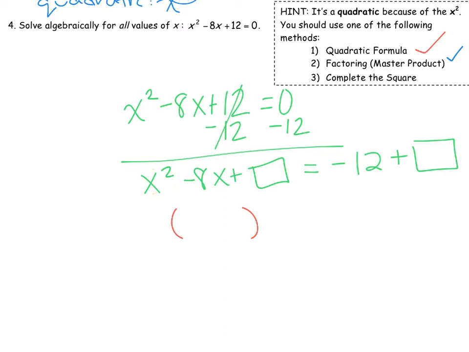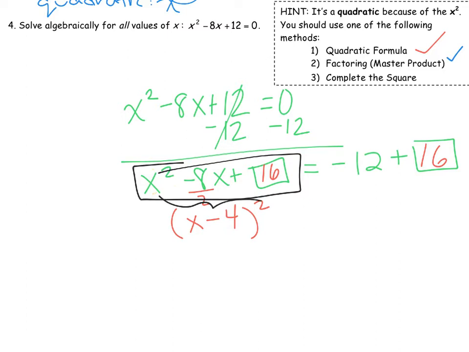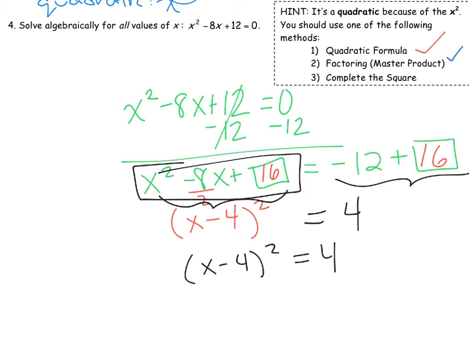So we're going to have the b term. Half of negative 8 is negative 4, and then I'm going to square it. Negative 4 squared is 16. That goes in both boxes. Now this whole thing right here is this. And we are going to bring down what's on the right-hand side, which is equal to 4. All right, I'm just going to clean this up a little bit. I have x minus 4 squared equals 4.